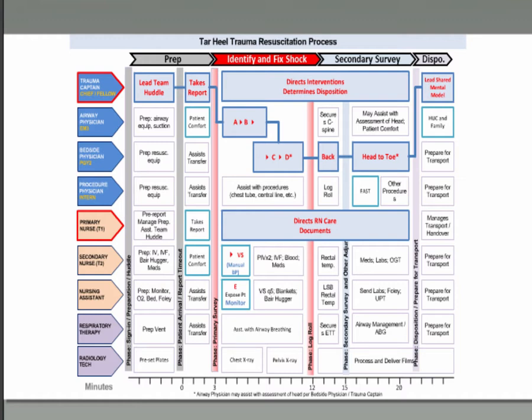And that obviously involved prep, having a team huddle. We would take our patient report. We would focus primarily on the primary survey initially, identifying and fixing shock. And as we move through, we would have a complete secondary survey with a clear delineation between the two, so that if anybody walked up to join the resuscitation, they should be able to have a situational awareness of where we were during the resuscitation. And then in the end, the DISPO was the shared mental model of what the next steps would be.